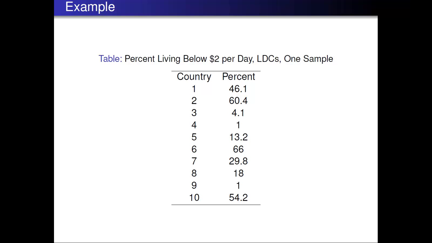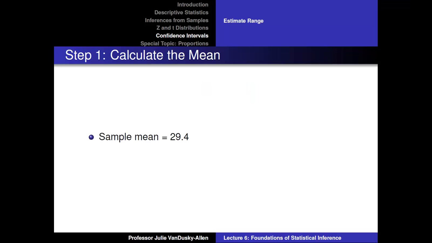Imagine I collected data on the percent of people living below $2 a day in 10 less developed countries. The first step in calculating a confidence interval is to calculate the sample mean of the data. The mean of the data was 29.4.